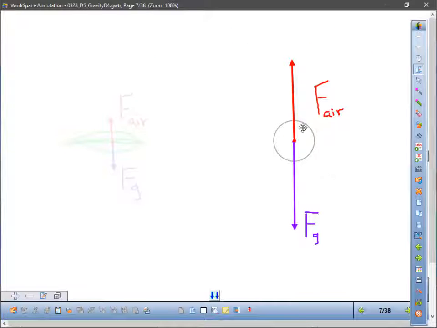The force of air on the ball increases. As the ball goes faster and faster and faster, the force of air goes more and more up and up and up until something happens. Eventually, the ball is going so fast that the force of air up equals the weight down, and it is in equilibrium.